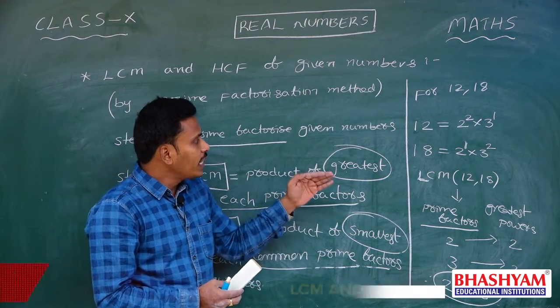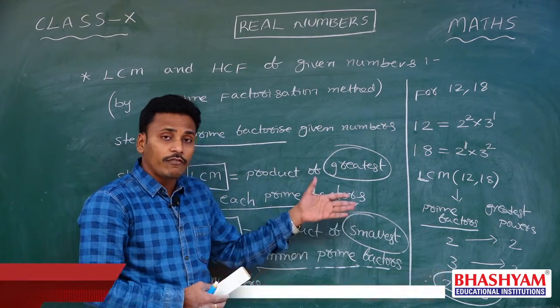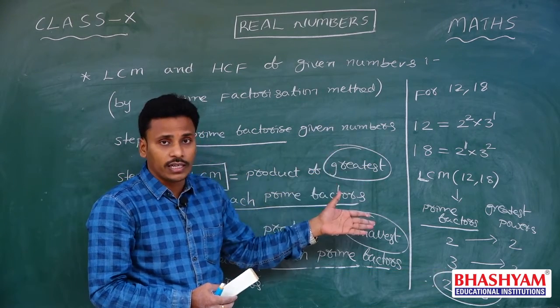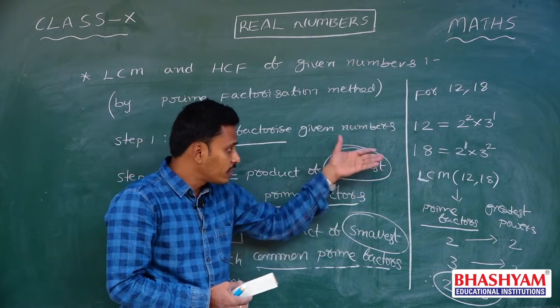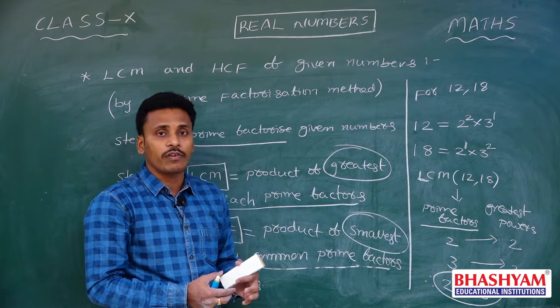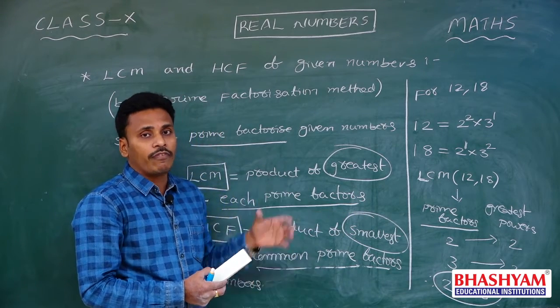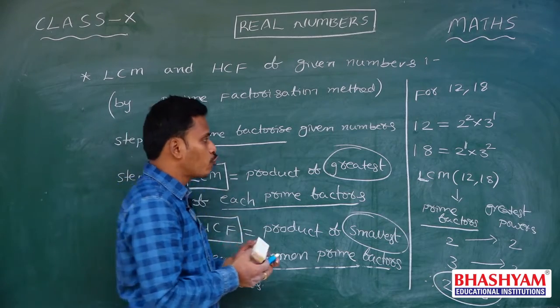Right? So the LCM for 12 and 18 is just 36. Already we found that LCM of 12 and 18 by the definition method and division method earlier, and it is the same, 36. So this is the way of finding LCM for two numbers using the prime factorization method. And now, how to find the HCF of those two numbers?